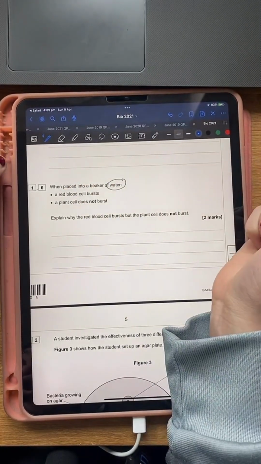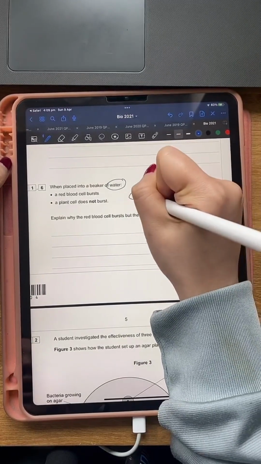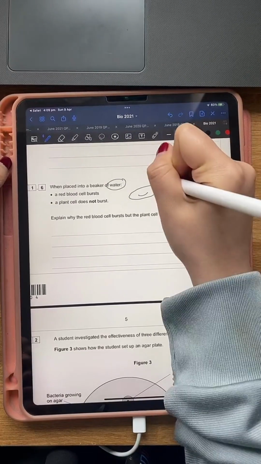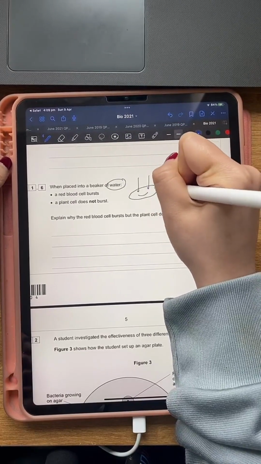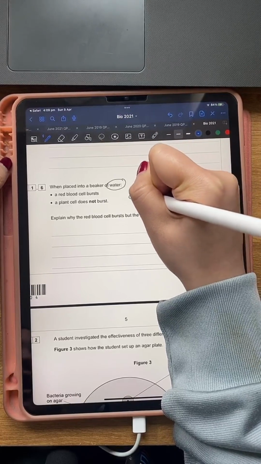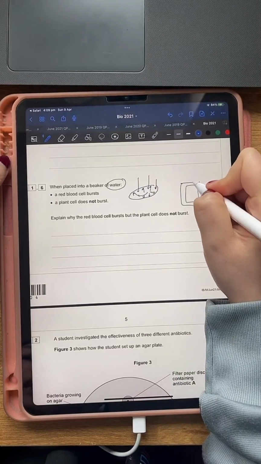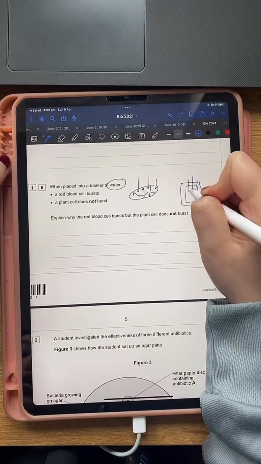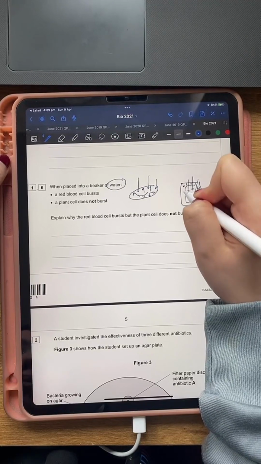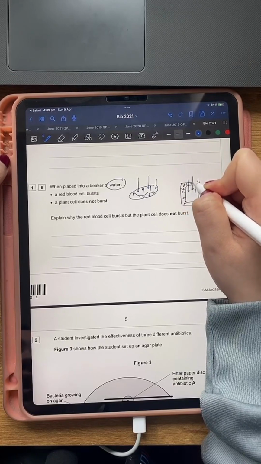you have the red blood cell, which looks something like this, and the plant cell, which looks something like that, when water enters, there's a lot of pressure that pushes everything outwards here. That's for the red blood cell. While in the plant cell, when the water enters, the outward pressure will be countered by the cell wall. So the cell wall will push it in. Therefore, it prevents it from bursting.